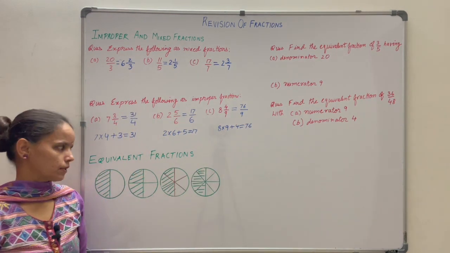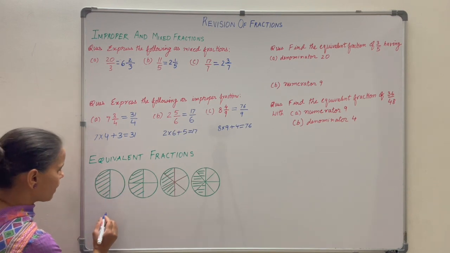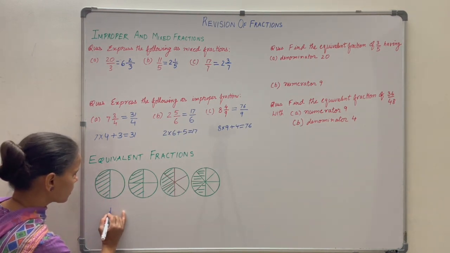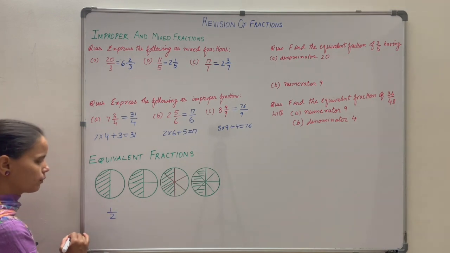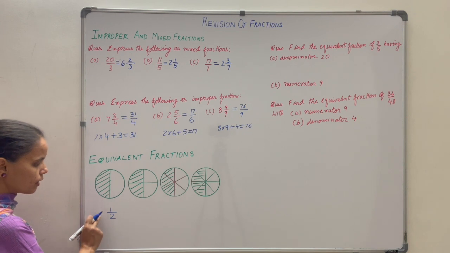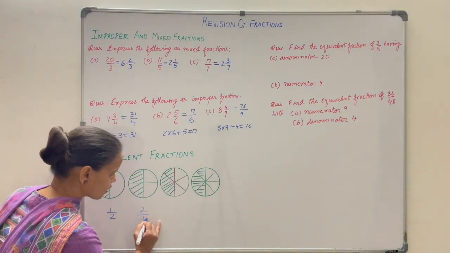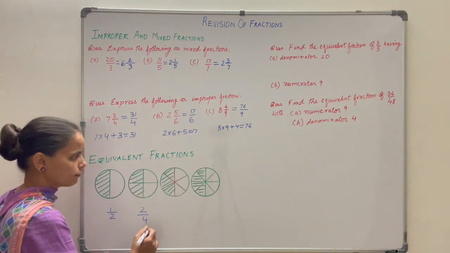Equivalent fractions. So here the whole is divided into two equal parts. So what part is shaded? 1 by 2. Here one part out of two parts is shaded. So it is 1 by 2. Here two parts out of four parts are shaded. So it is 2 by 4.